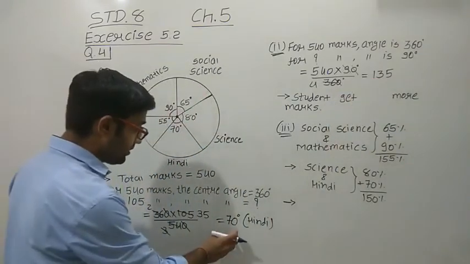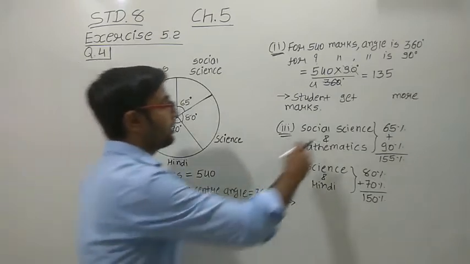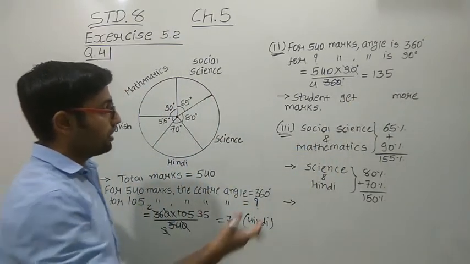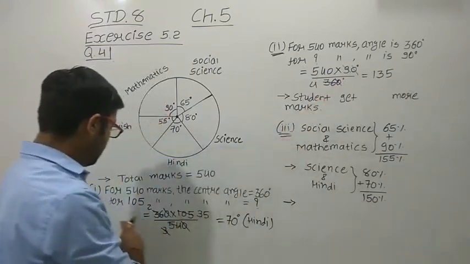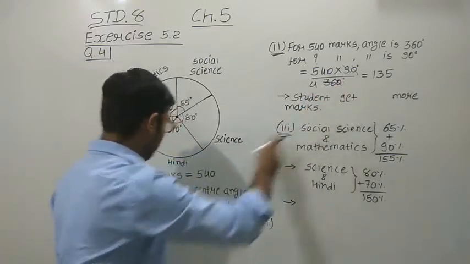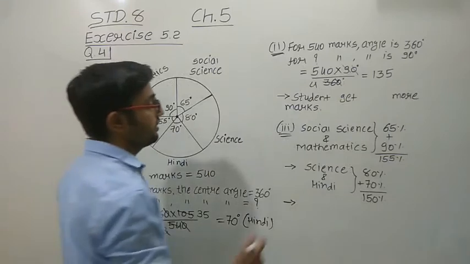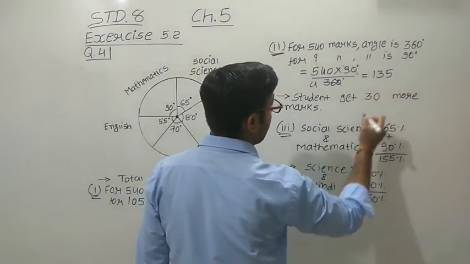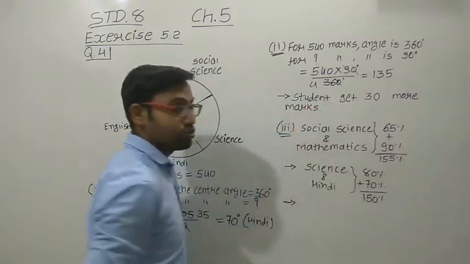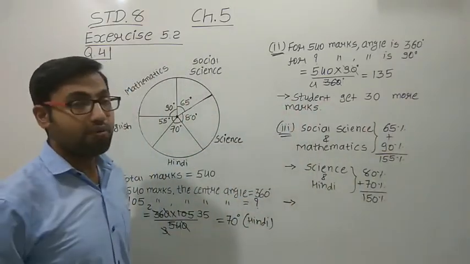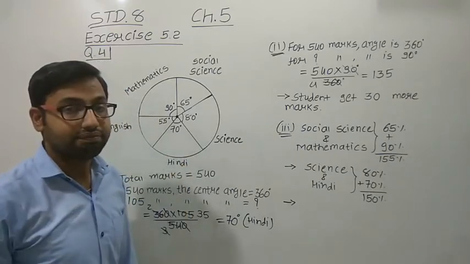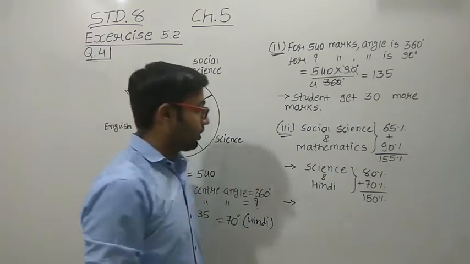So here the marks is 105, here the marks is 135. So how many more marks did the student get in mathematics? 135 minus 105, that is 30. So the student got 30 more marks in mathematics than in Hindi. Okay. Now the third one.